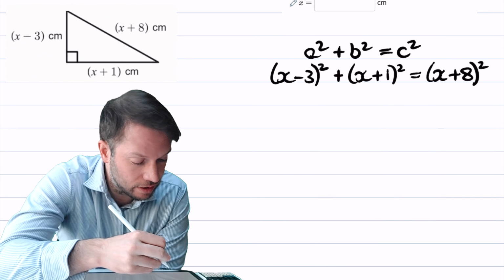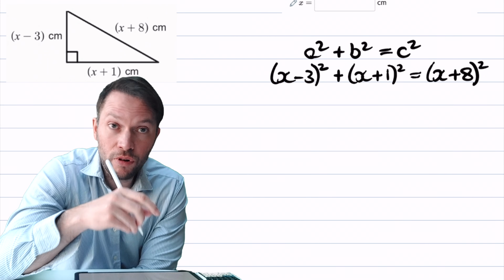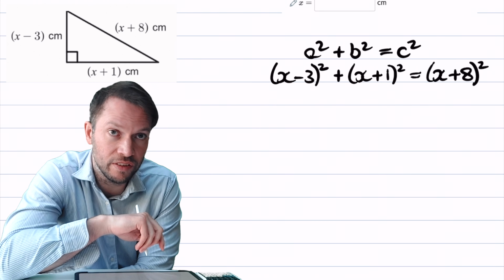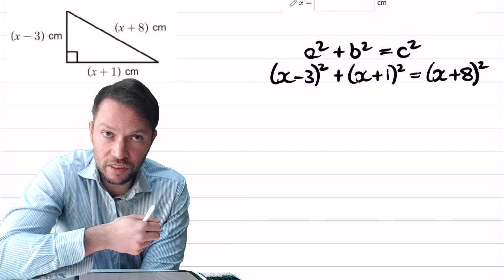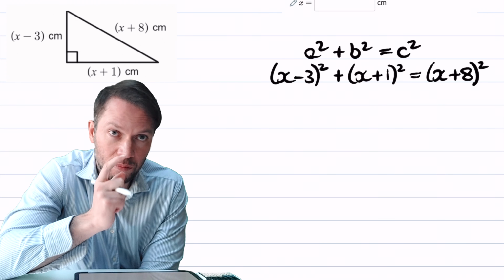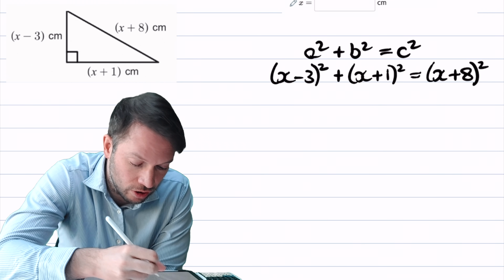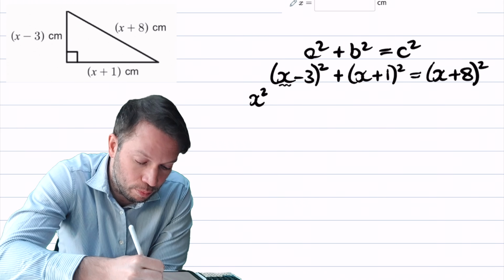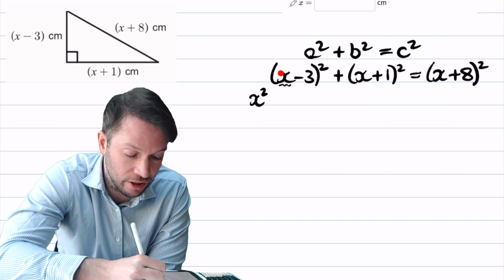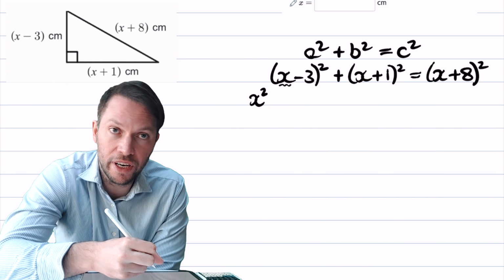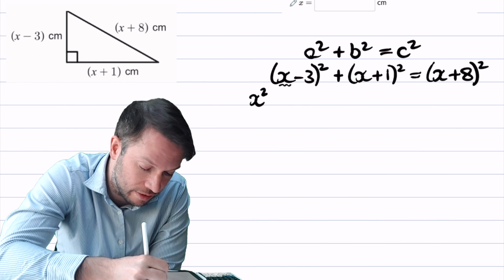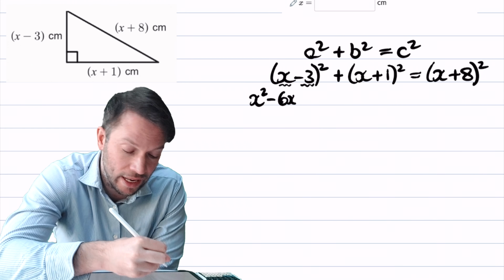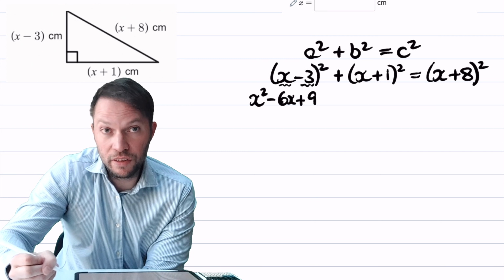So I've got these bracket expansions here. I could write the x minus 3 out twice and then just do each thing in the first bracket times each in the second. But I've got a quick way to square brackets if there's two terms in that bracket. So what you do is you do the first term squared, so x squared. Then you do the product of the two terms and double it. So x times minus 3 is minus 3x. Double it is minus 6x. And then you do the second term squared. So minus 3 squared is positive 9. And that's the quick way to square it.